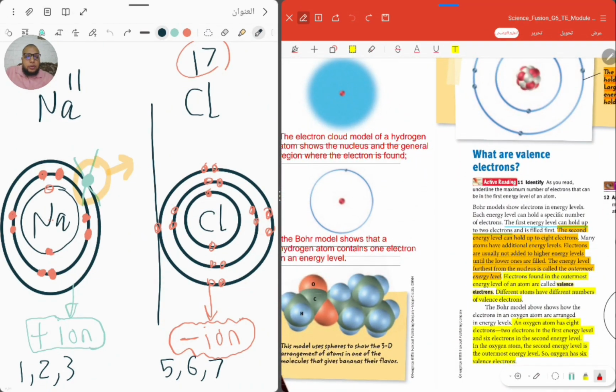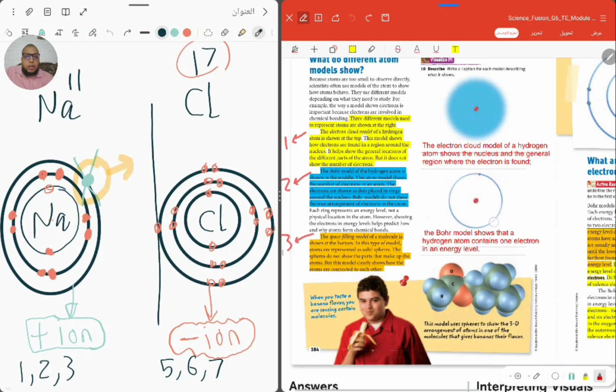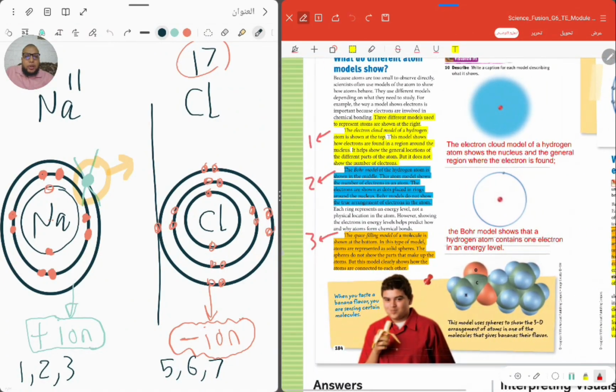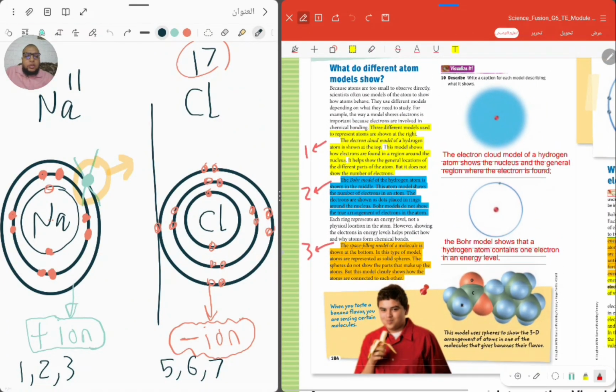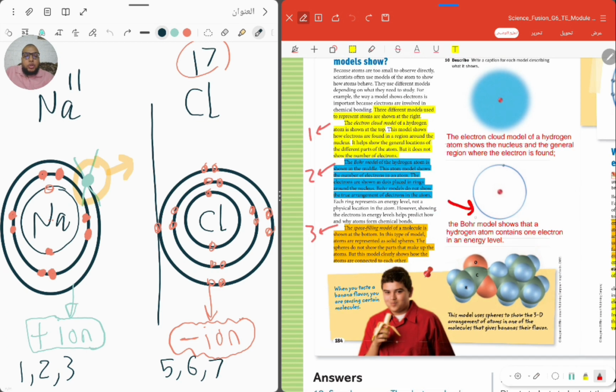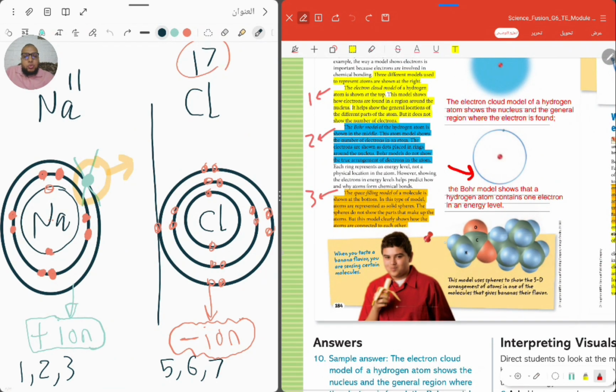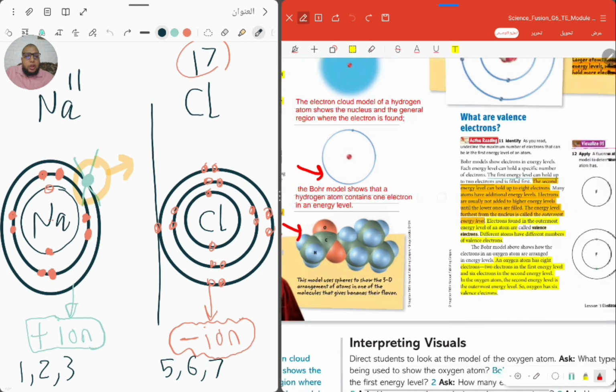Okay, guys, so we will not speak about this part. It is a cloud model, the electron cloud model, and that is a Bohr model, which we speak about. And the last one is a space filling model.